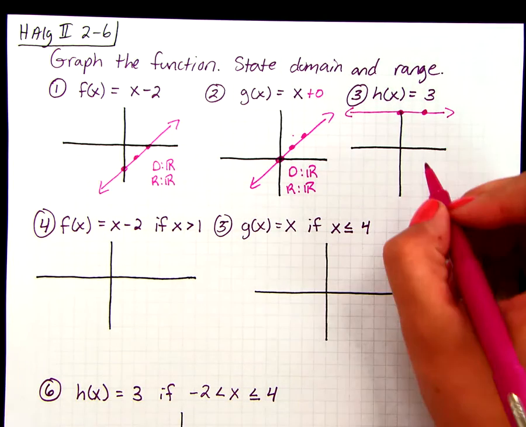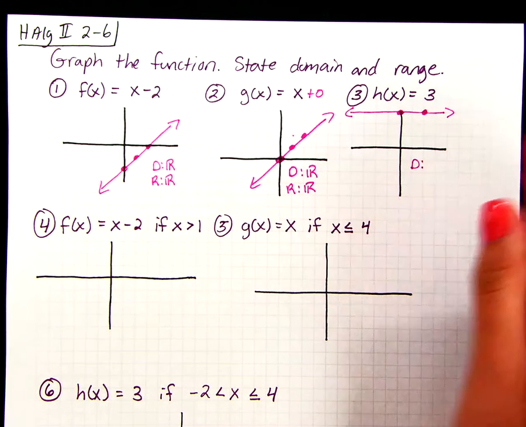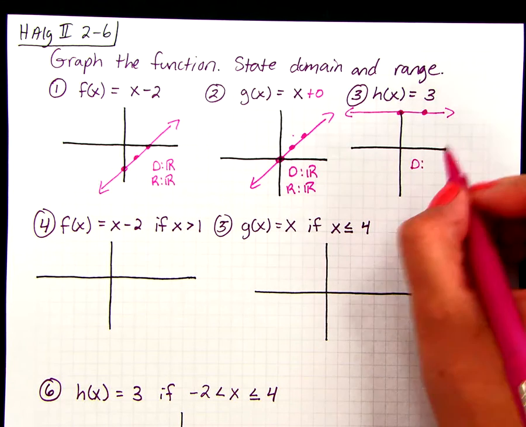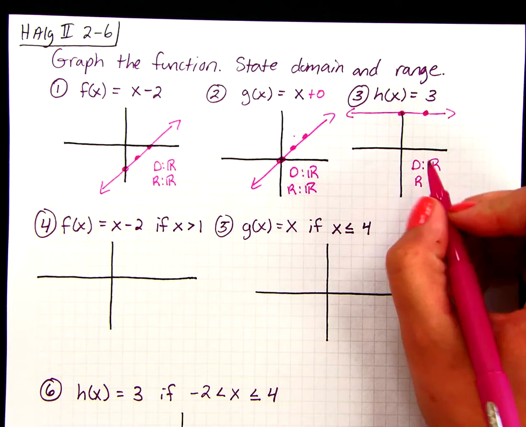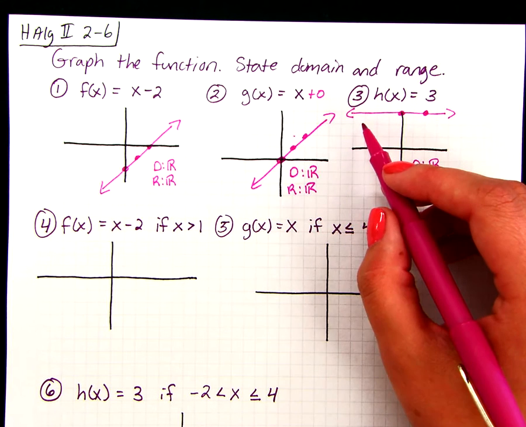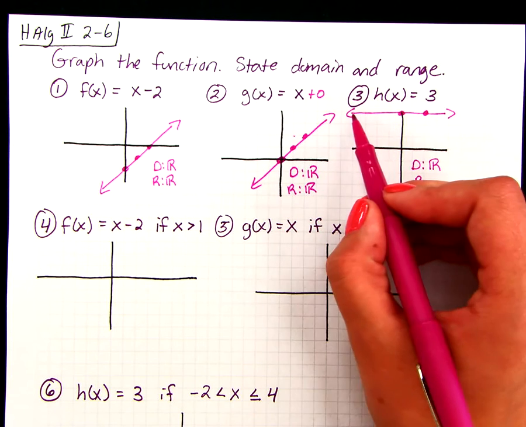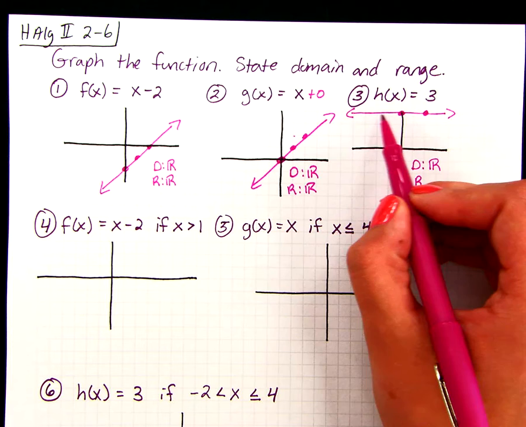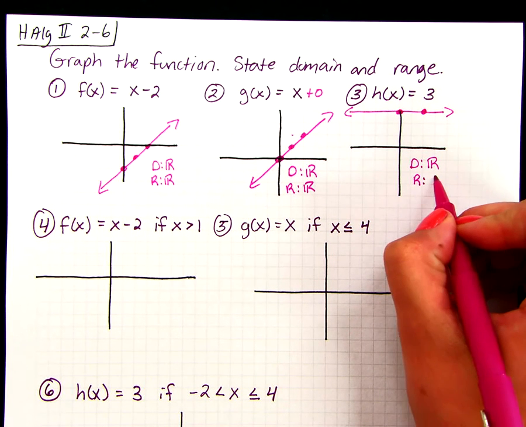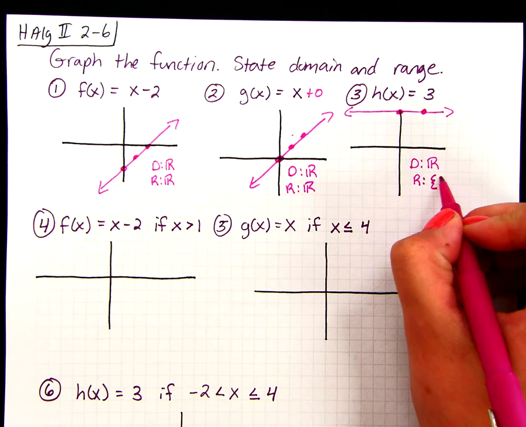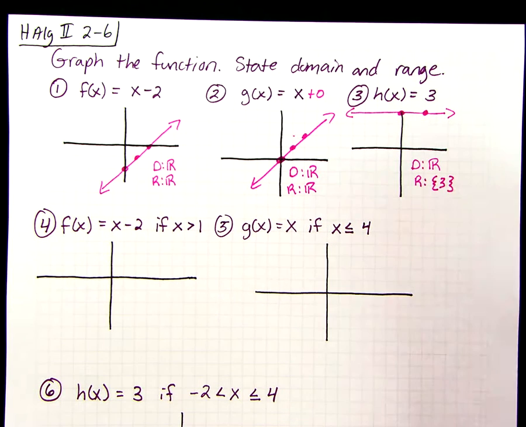So when we're looking at this, the domain, since it's going left and right forever without a break, is going to be all real numbers. And the range, since it doesn't go up or down, it's just going to be a number. And that number is going to be wherever it's crossing the y-axis. So in this case, it's going to be 3. So since we're listing a number, we need to use our curly bracket. And then we would just write that 3 inside the curly brackets for the range.